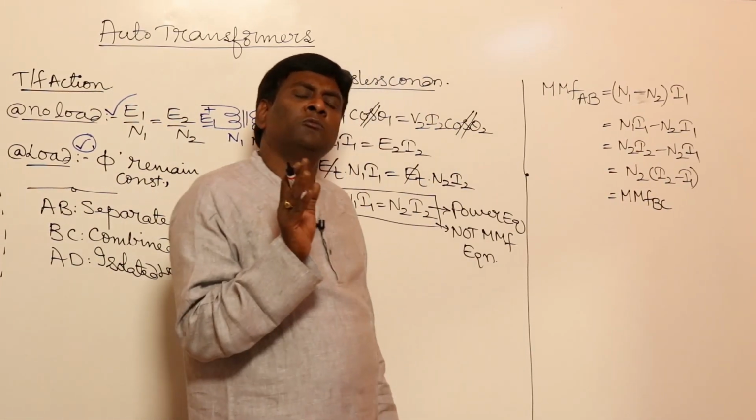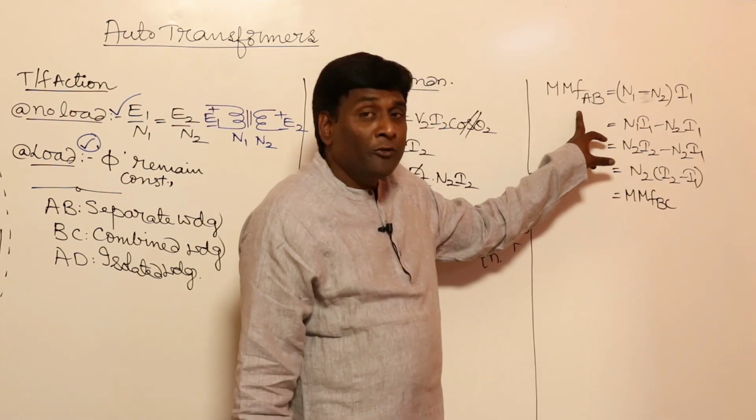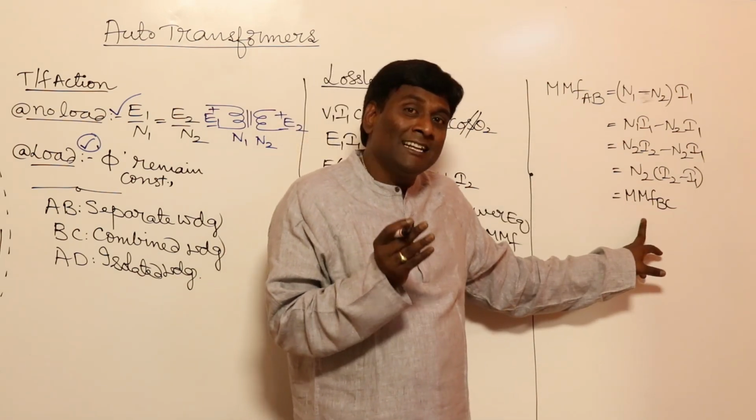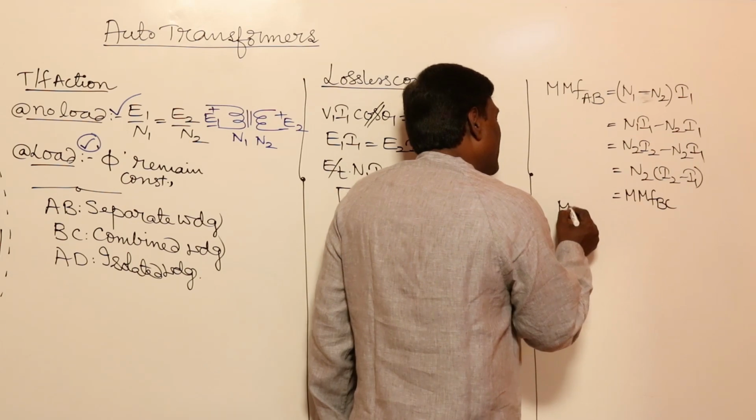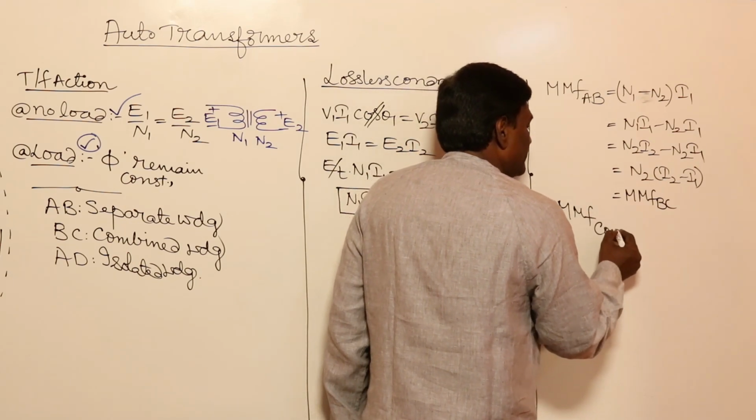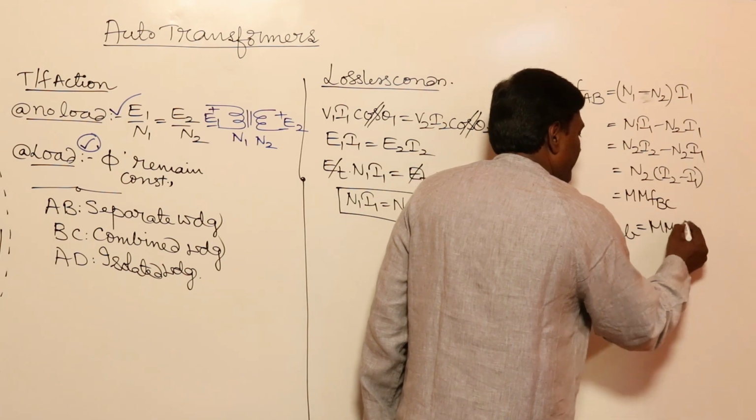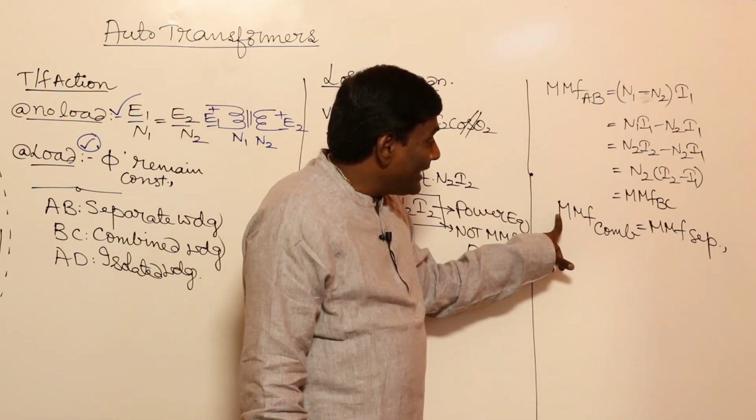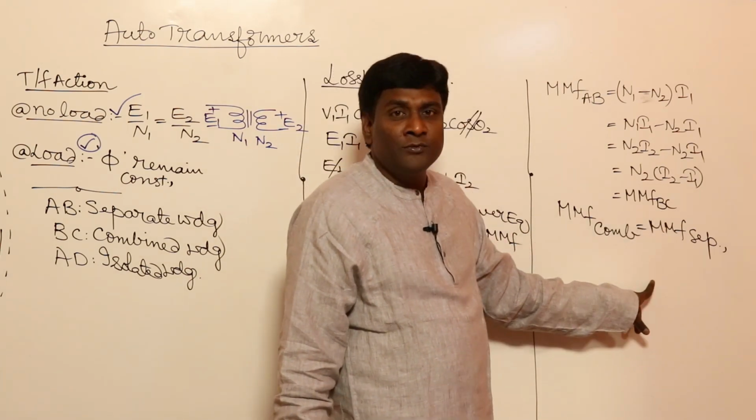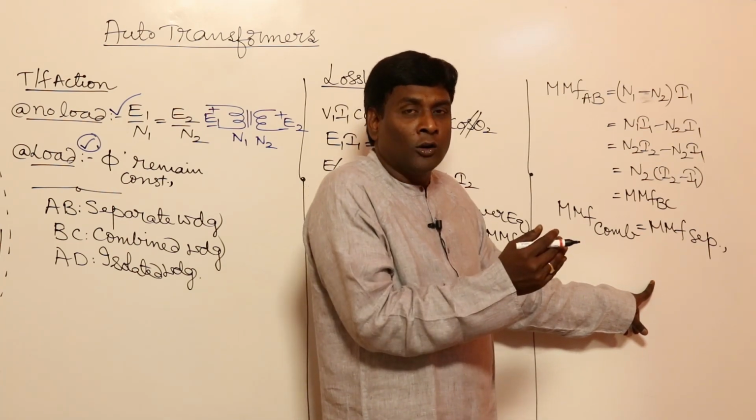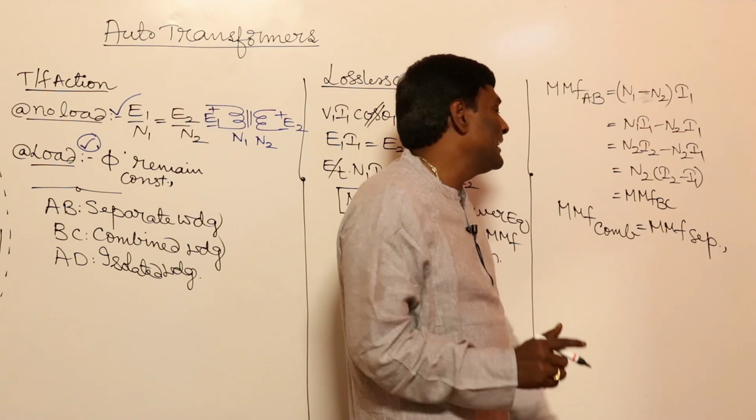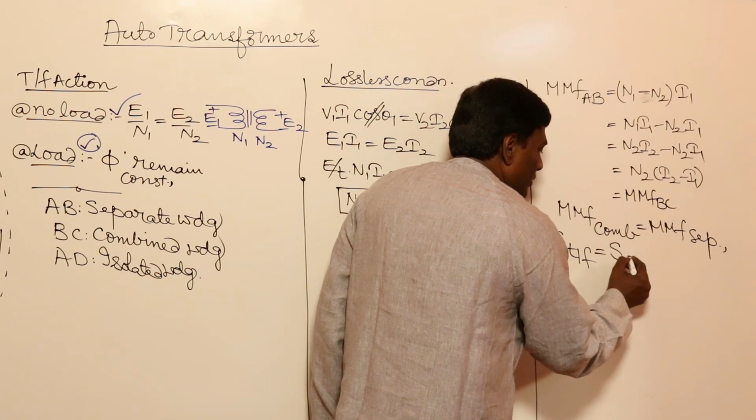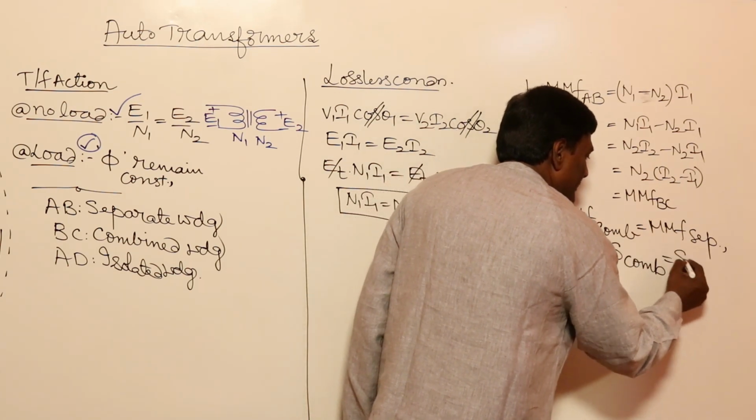Frankly speaking, auto transformer is over. We'll be able to solve all the problems. So MMF of AB is nothing but the separate winding. MMF of BC is nothing but the combined winding. So MMF of combined equals MMF of separate. By the two-winding transformer analogy, what is the conclusion here? The power handling capacity of this or of this is the power to be handled by the auto transformer by transformer action without any electrical connection. So S transformed by transformer action is nothing but S of combined or S of separate.